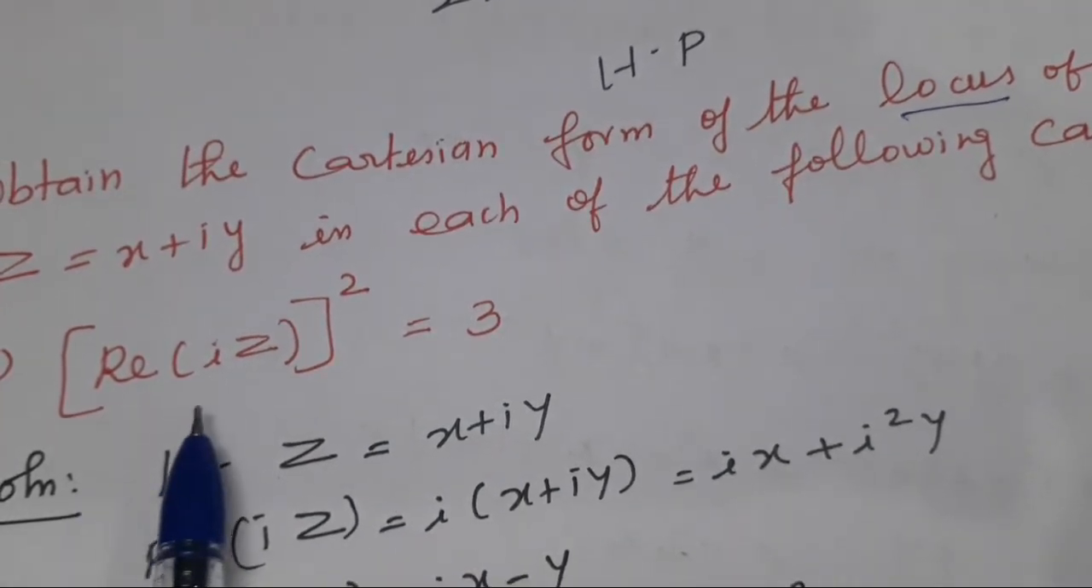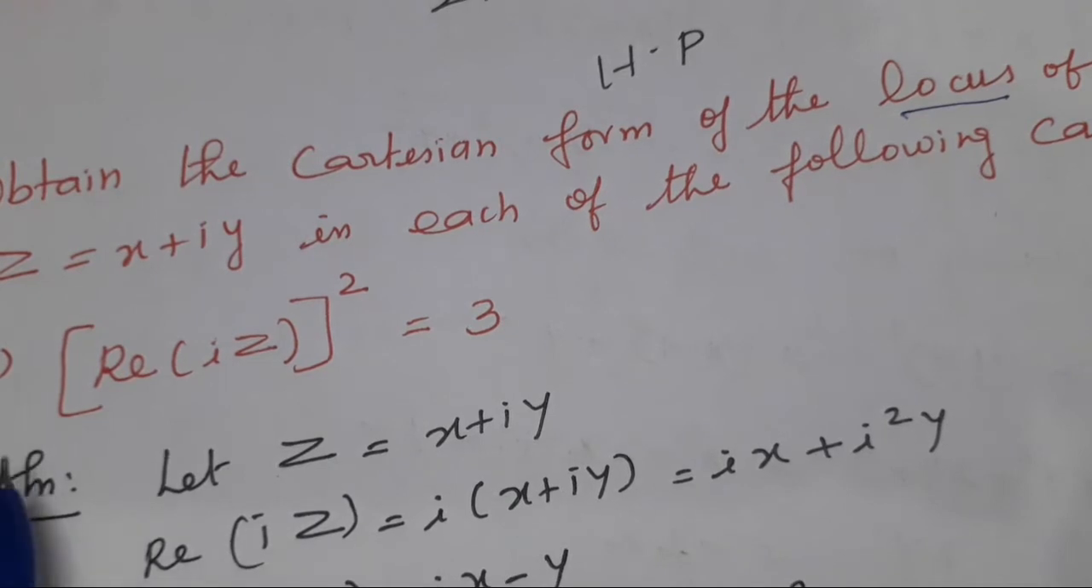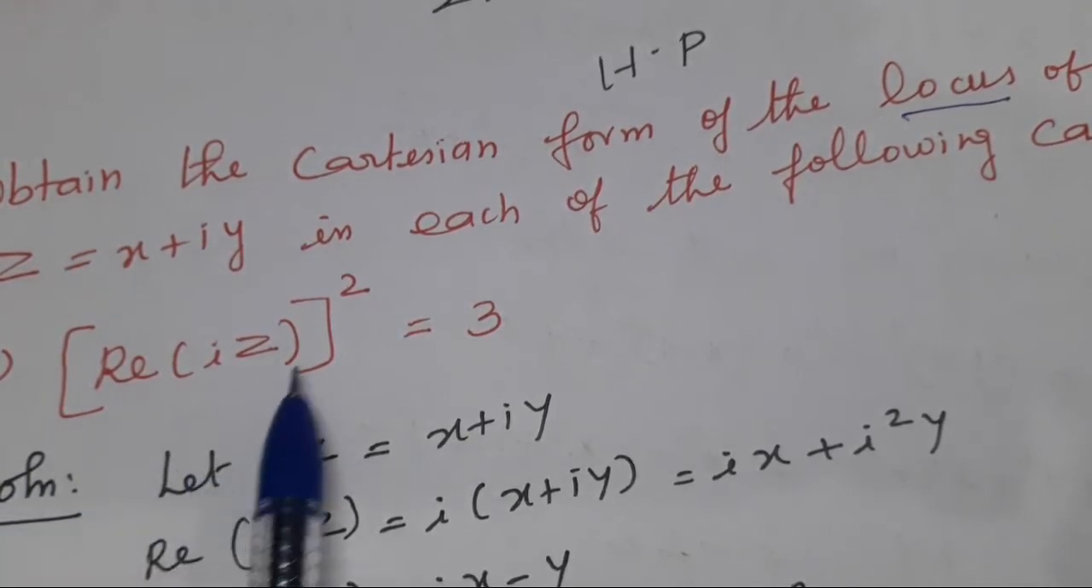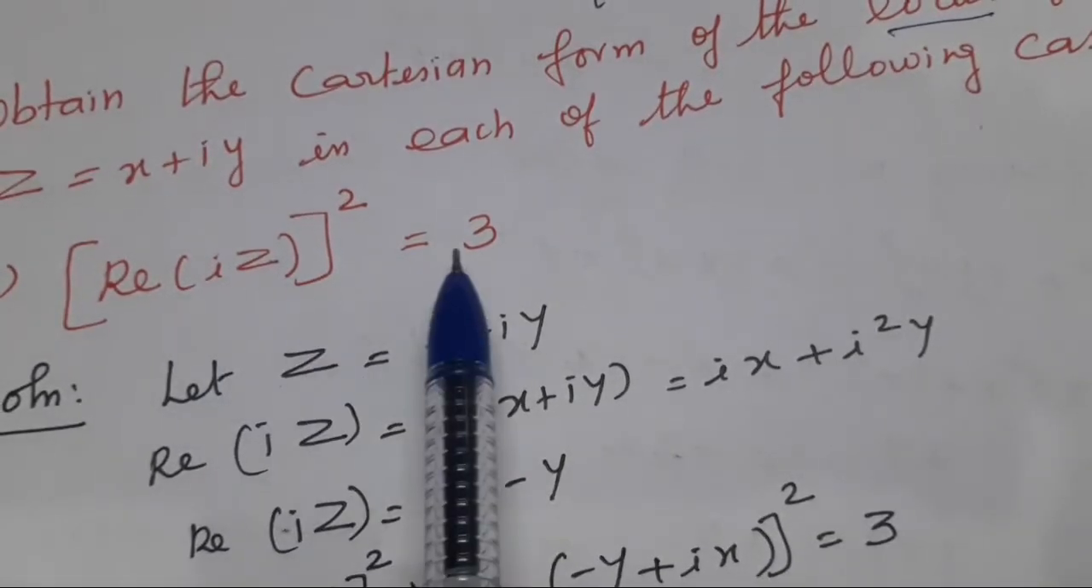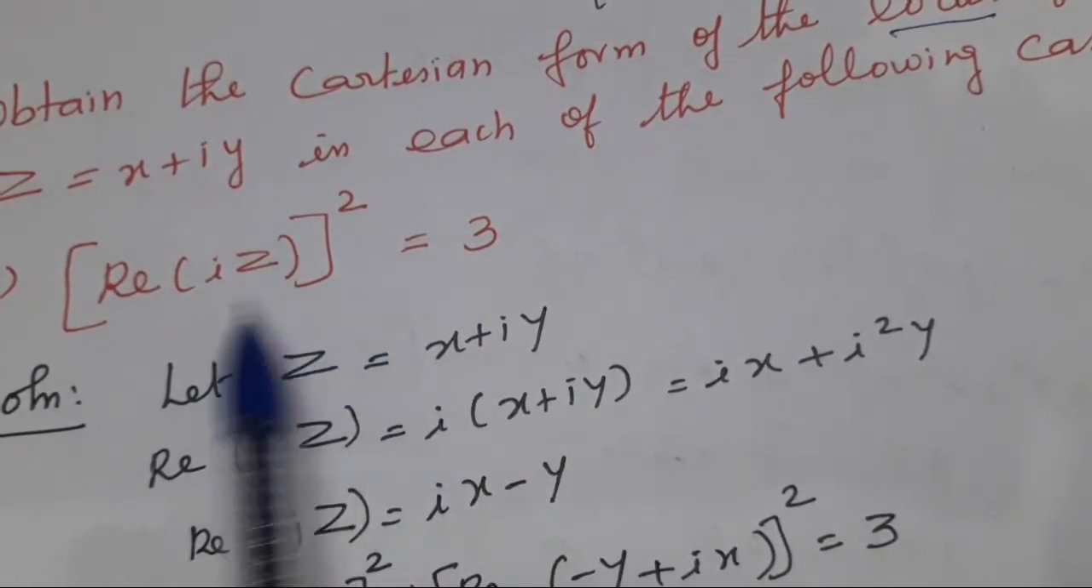Say, real part is the first subdivision. The first subdivision is the real part of (iz) the whole squared equal to 3. That is the given question itself. We are going to find the Cartesian form.